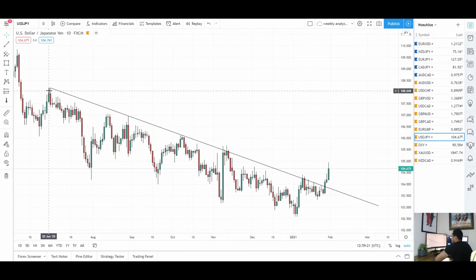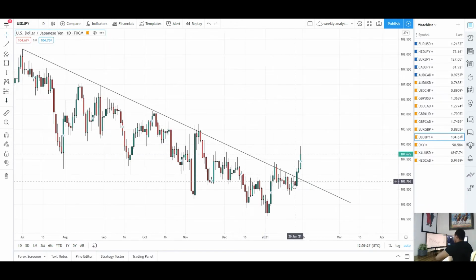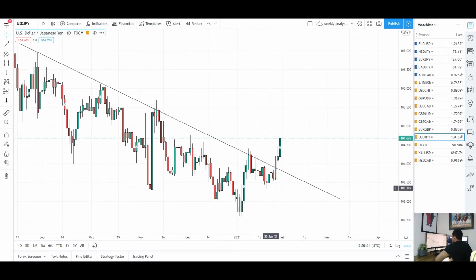As you can see, initial test back here, back in July, second test there, third, fourth, and we're having our fifth test, and price is kind of just trending along that trend line there. I'm probably saying we probably do expect to see a break to the upside there of that trend line.